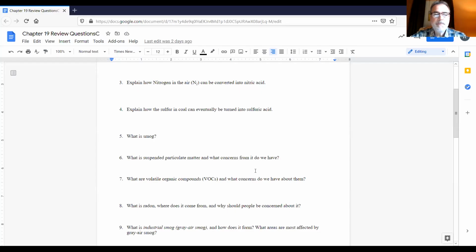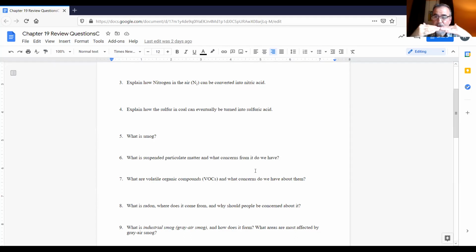Okay, question 4: explain how the sulfur in coal can eventually be turned into sulfuric acid. I want to first remind you that coal is the remains of plants that lived millions of years ago. All living things have sulfur in them. It's a critical component of certain amino acids. And so, of course, the plants had sulfur in them at the time, and there is some sulfur in coal.